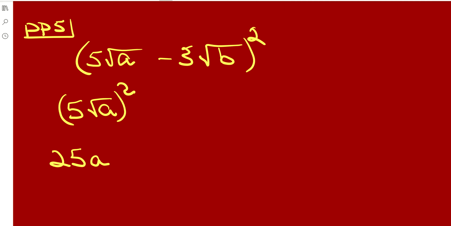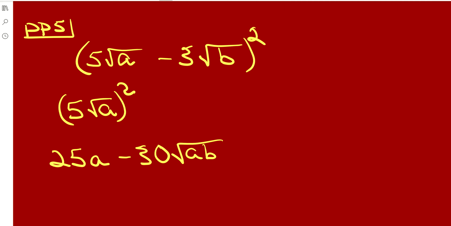And then I'm going to multiply 2 times negative 3 times 5. So that's going to give me negative 30 square root of AB. Think about it. 2 times negative 3 is negative 6, times 5 is negative 30. There's my negative 30. Then I've got to multiply the square root of A times the square root of B.